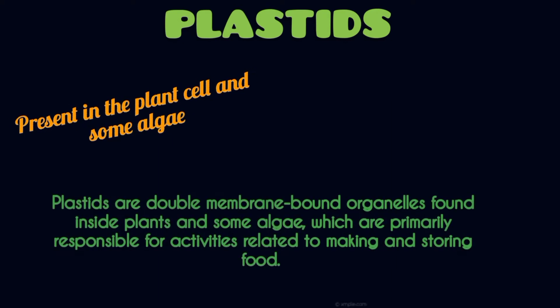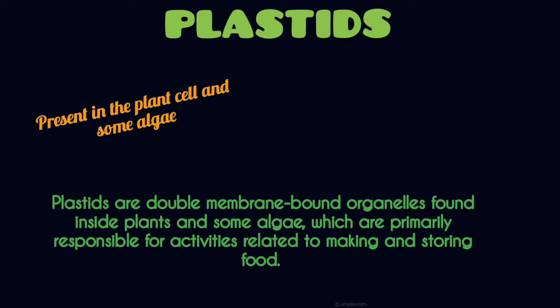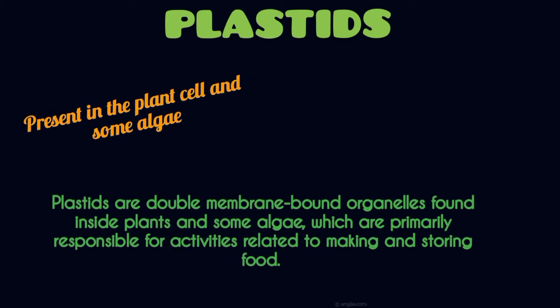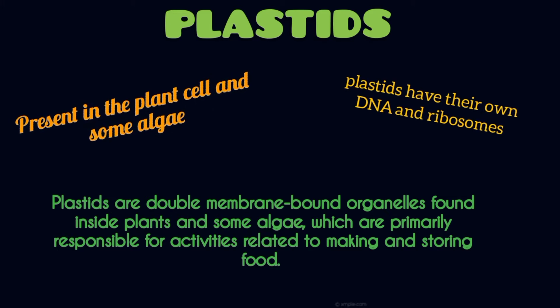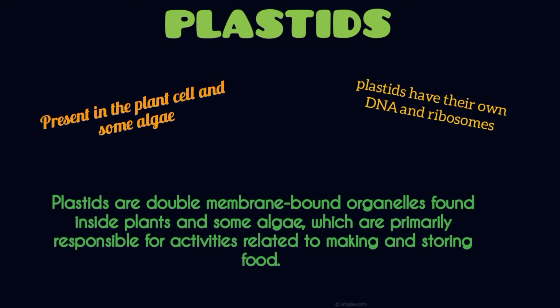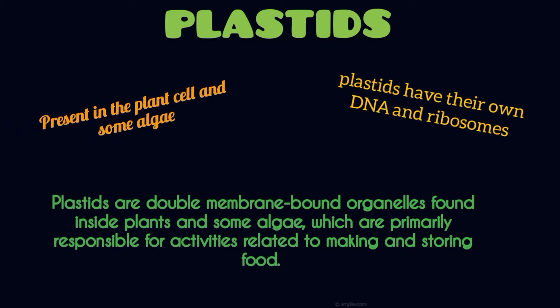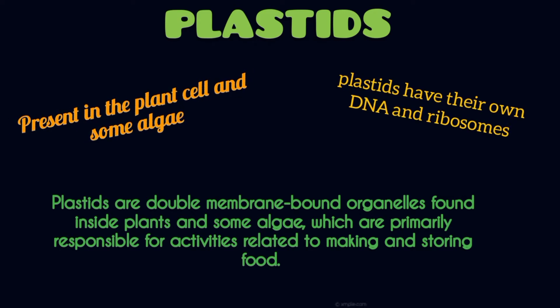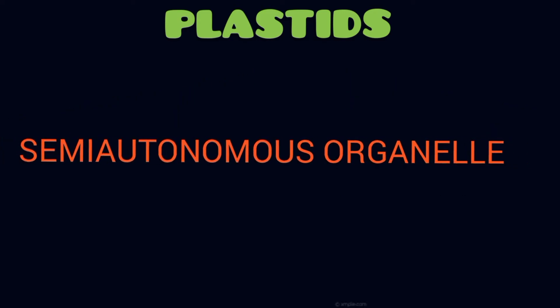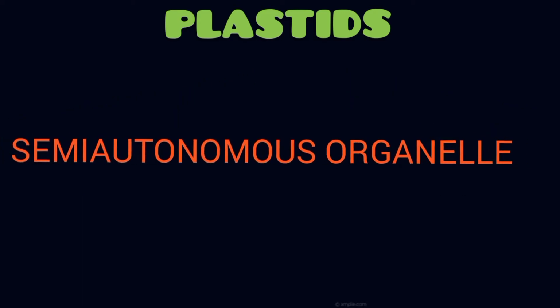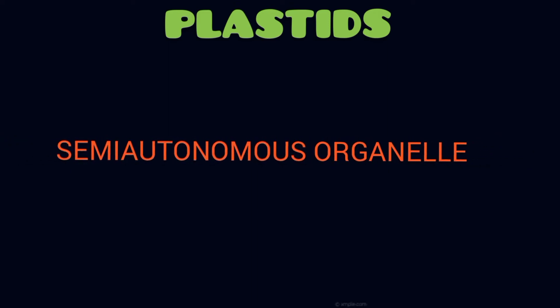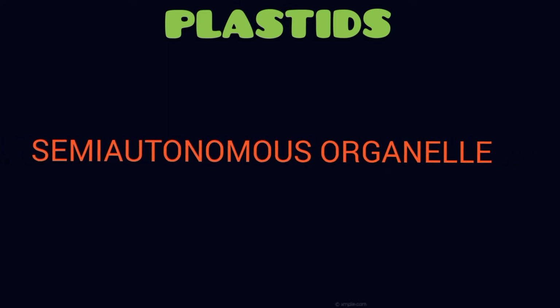Now, what are plastids? Plastids are organelles which are bounded by two membranes. And like the mitochondria, the plastids also have their own DNA and ribosomes. So they can replicate and also synthesize protein. So what do we call such organelles? We call them semi-autonomous organelles. So mitochondria and plastids both are semi-autonomous organelles.